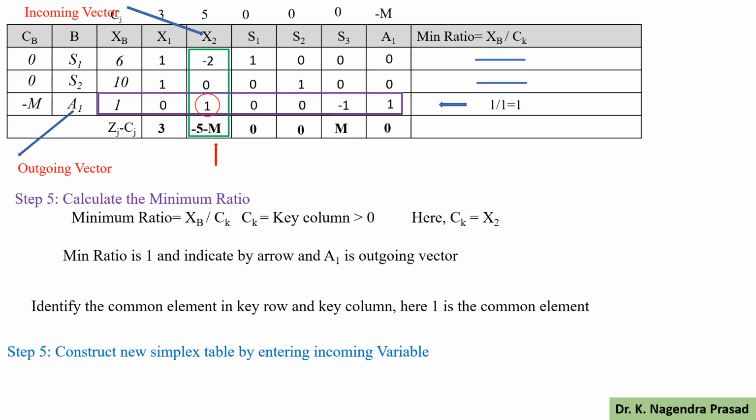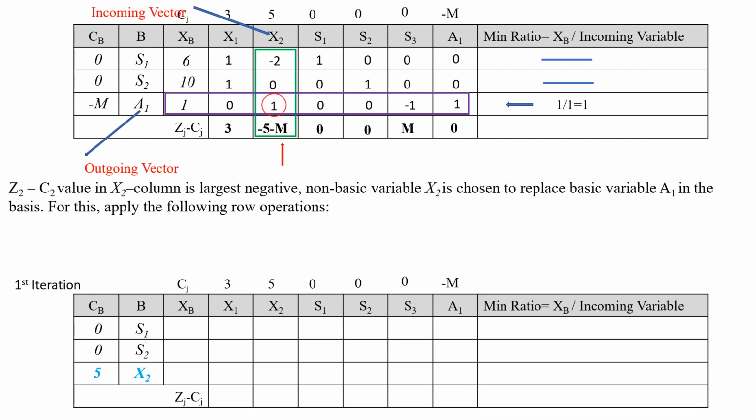Next, once again we have to construct the new simplex table, that is the first iteration table, by entering the incoming variable. Here the x2 variable is the incoming variable into the basis and the A1 variable is the outgoing variable. So we replace A1 with x2 in the basis of the new simplex table and also change the CB value, that is the cost coefficient value of x2, which is 5.